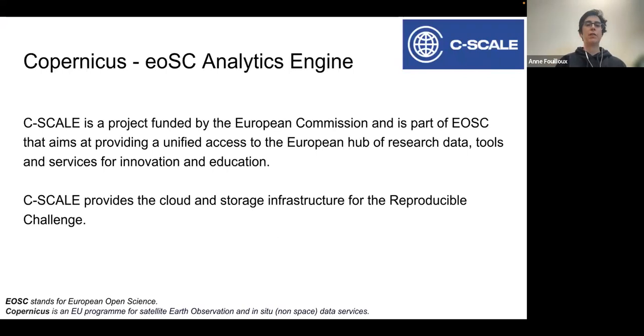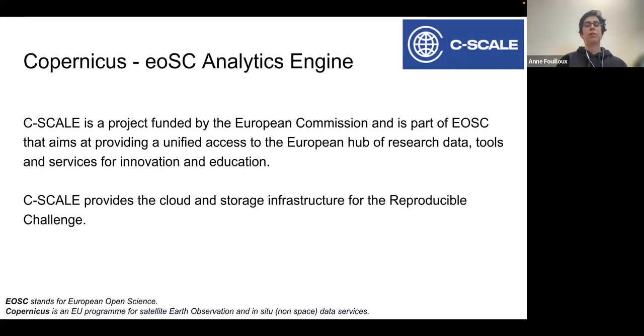So I will first talk about what you will be using for reproducing the paper. We have provided a cloud infrastructure with storage, and this is coming from the C-Scale project. C-Scale stands for Copernicus EOSC Analytics Engine, and EOSC is the European Open Science Cloud. It is different providers working together, trying to make a multi-cloud infrastructure and delivering services for European researchers and their collaborators. This is open to everyone, but you need to have at least one European collaborator.